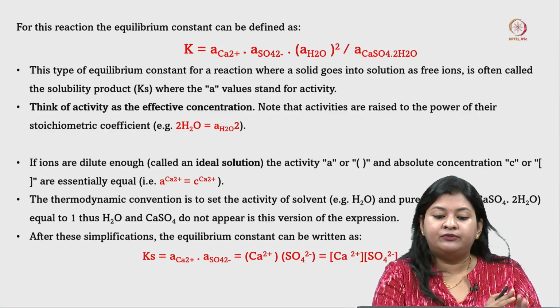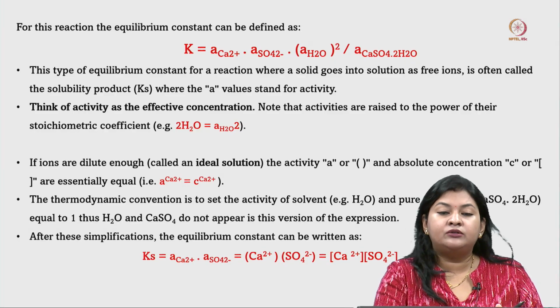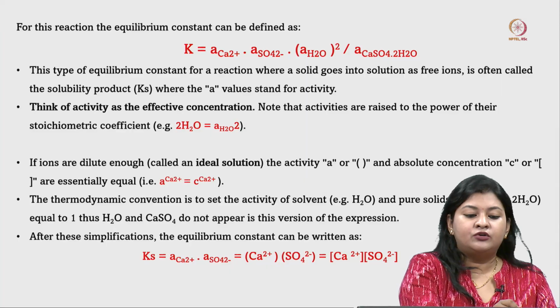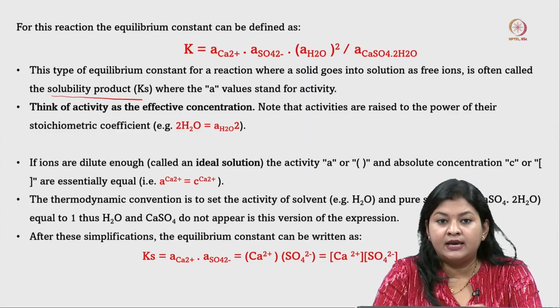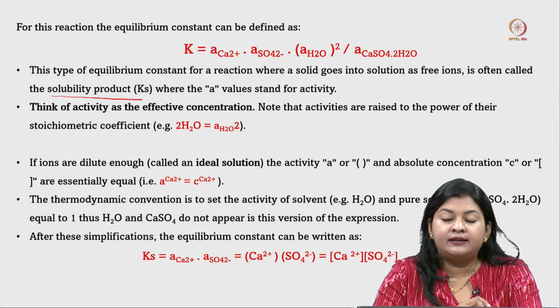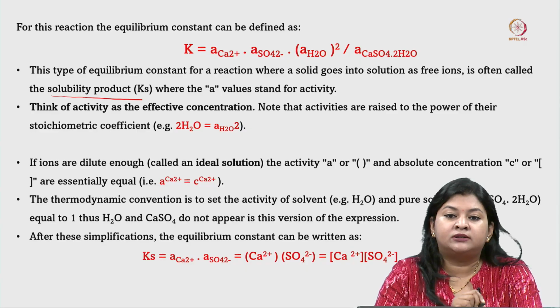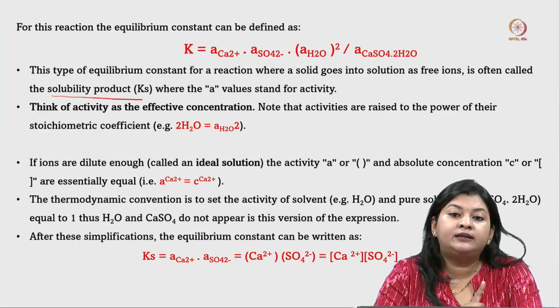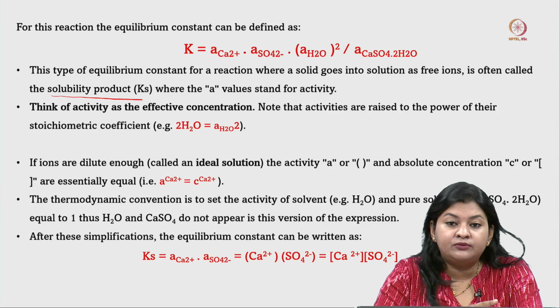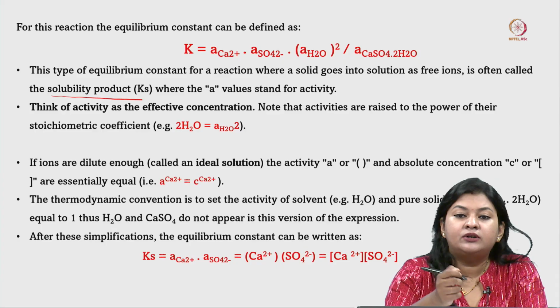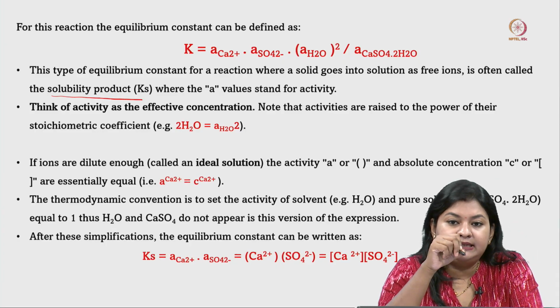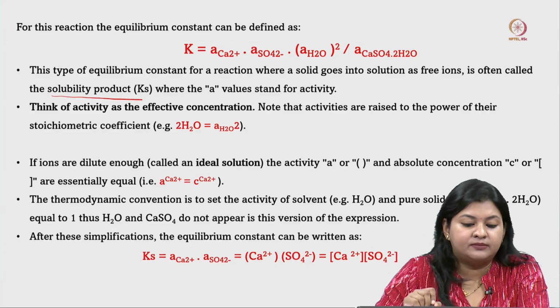Therefore, these types of equations are also called the solubility product. K is then called Ks, and that is called the solubility product. And since it is a solution, we are not going to write in terms of concentration, we are going to write in terms of activities. So, as compared to C terms, we are going to write A terms.